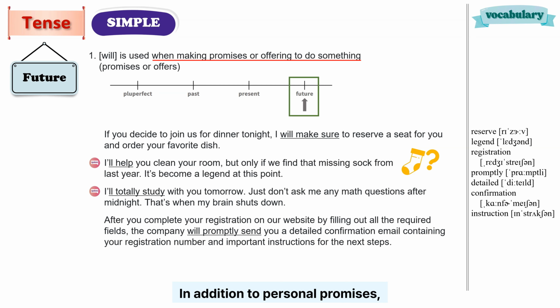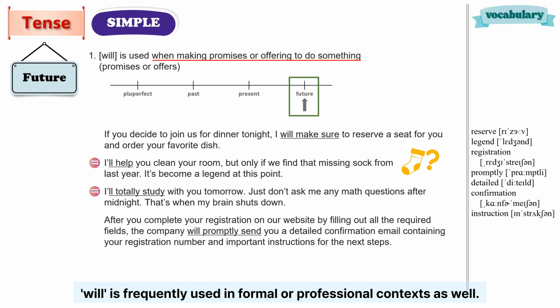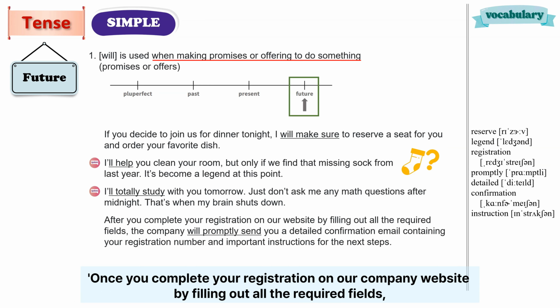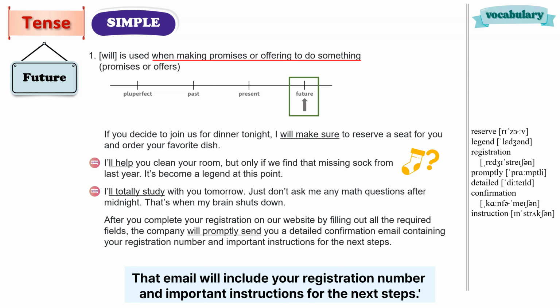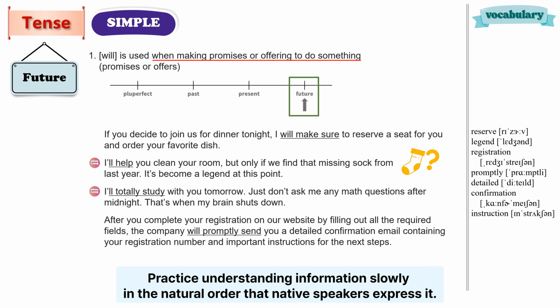In addition to personal promises, will is frequently used in formal or professional contexts as well. Once you complete your registration on our company website by filling out all the required fields, we will immediately send a detailed confirmation email. That email will include your registration number and important instructions for the next steps. Practice understanding information slowly, in the natural order that native speakers express it.